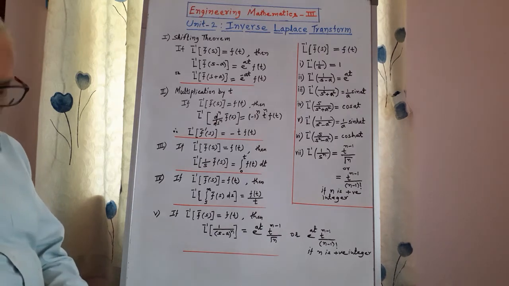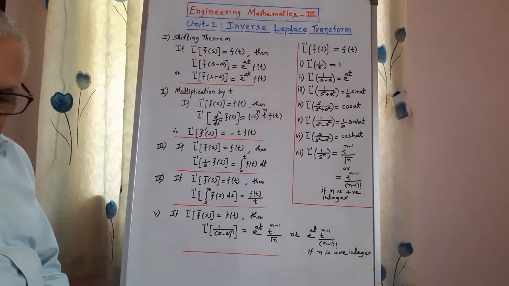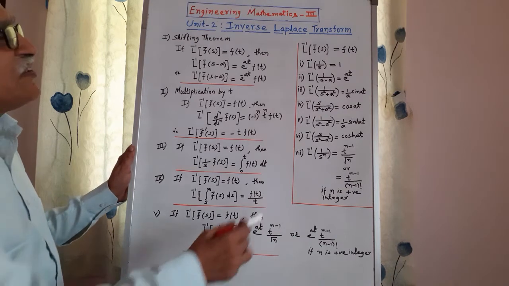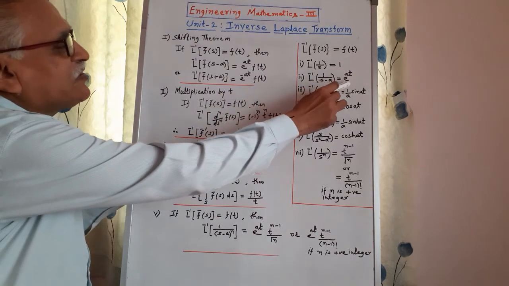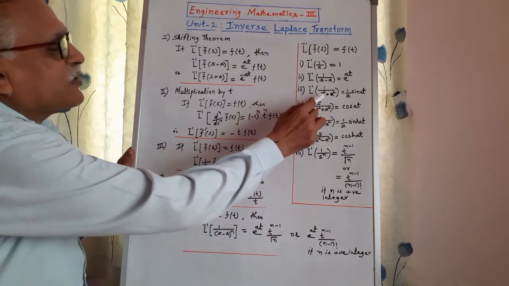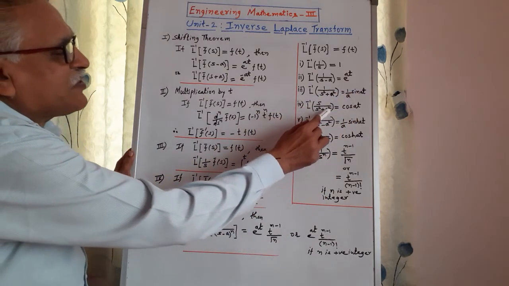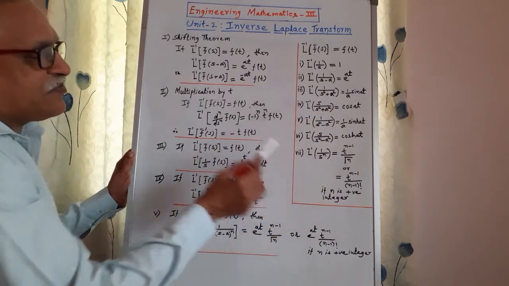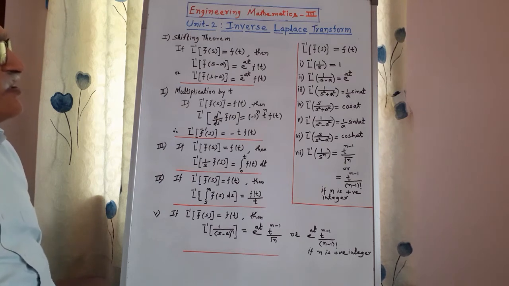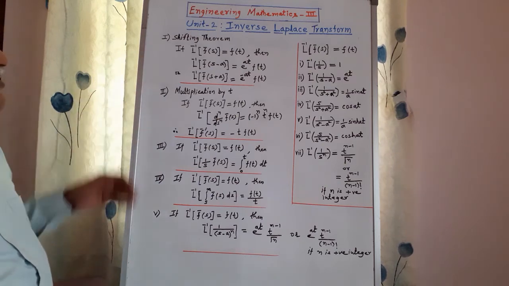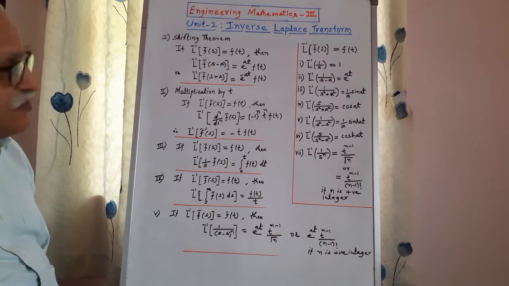In my last video, I have discussed some standard results to find the inverse Laplace transform like this. Inverse of 1 by s is 1. Inverse of 1 upon s minus a is e raised to at. Inverse of 1 upon s square plus a square is 1 by a sin at. Inverse of s upon s square plus a square is cos at. Like this, total 7 standard results I have discussed. Then we try to see the theorems to find the inverse Laplace transform.